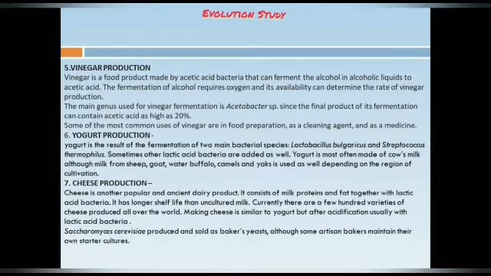Now let's talk about the cheese production. Cheese is another popular and ancient dairy product. It consists of milk proteins and fat together with lactic acid bacteria. It has a longer shelf life than uncultured milk. Currently, there are a few hundred varieties of cheese produced all over the world. Making cheese is similar to yogurt, but after the acidification, usually with lactic acid bacteria. Saccharomyces cerevisiae is produced and sold as baker's yeast, although some artisan bakers maintain their own starter cultures.